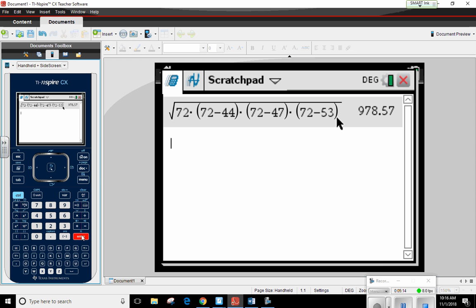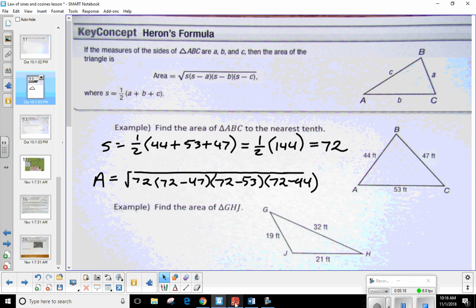978.57. So let's say to the nearest tenth, we'll say 978.6, and I want to say we're dealing with feet. Yes. So 978.6 feet squared. There you go.